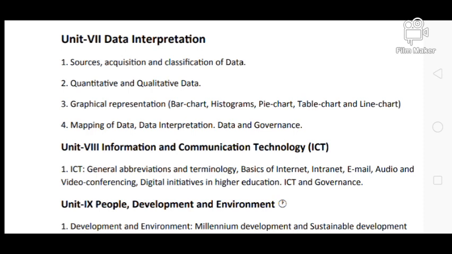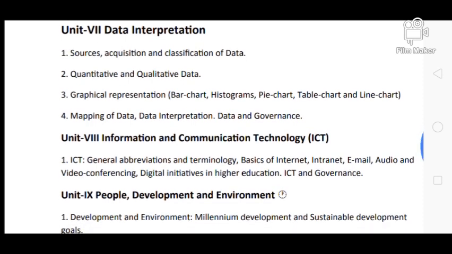Fourth point, mapping of data. How to map data, we have to know about it. And data interpretation, data and governance. We have to know about data and governance. We have to know about data interpretation. So friends, these are the syllabus of the unit.